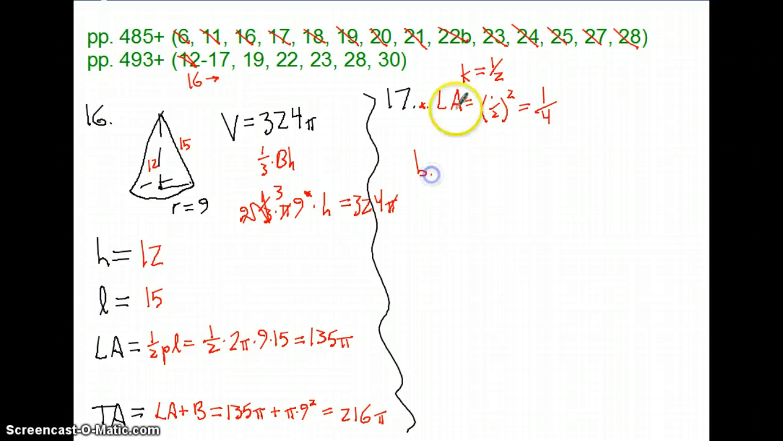In B, they want you to do total area. The ratio of total area is the same thing, because it's also a two-dimensional measurement. So we're talking about squaring k again, so it's 1/4.